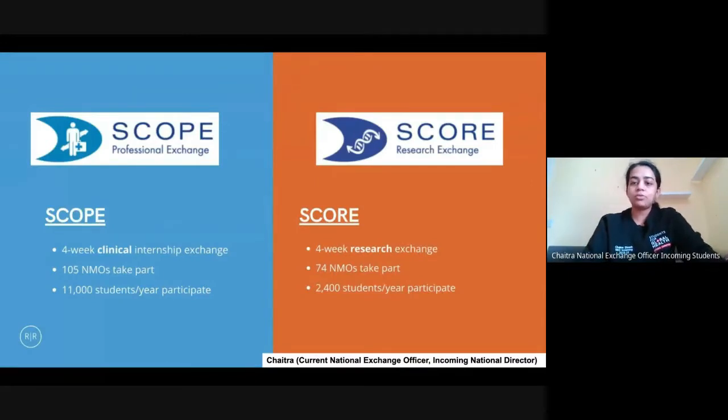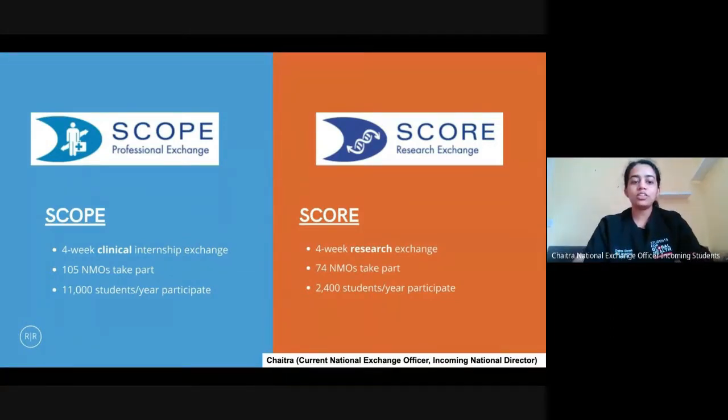So through IFMSA, there's lots of different things that they focus on. There's public health, they focus on human rights and peace. They also focus on sexual health and reproductive health, and they also look at medical education. The two main things that we focus on within the international side are something called professional exchange and research exchange.